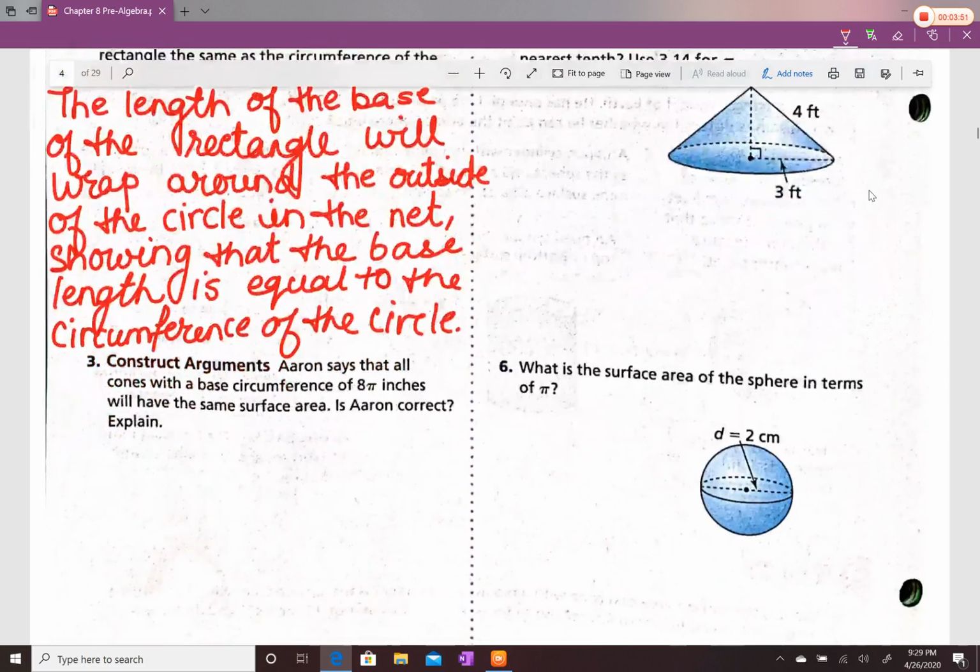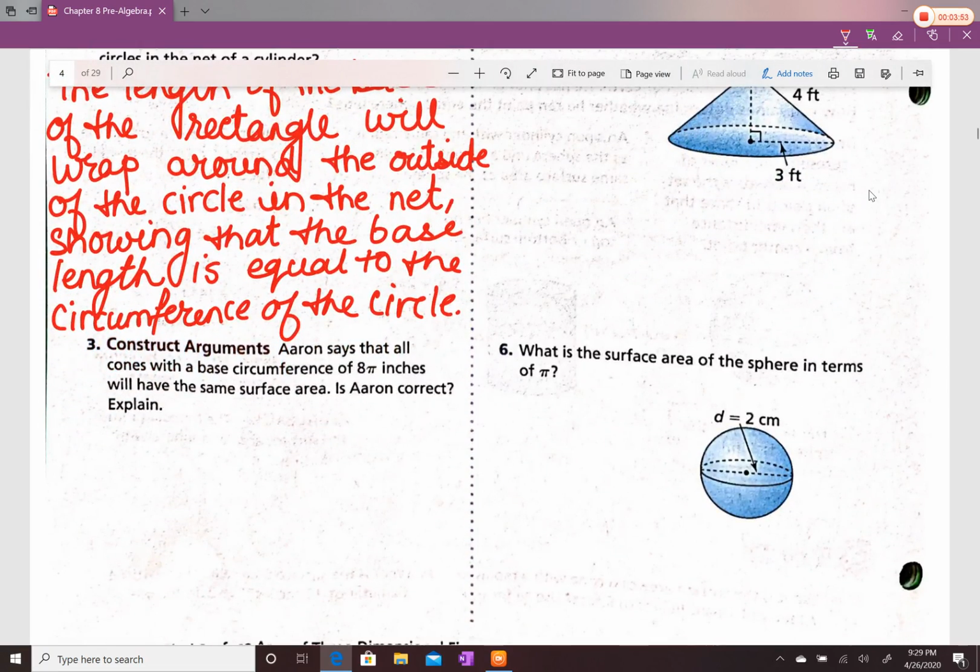Now we'll go to the third. Aaron says that all the cones with the base circumference of 8 pi inches will have the same surface area. Whenever they are talking about the base, it means the circle, circumference, okay? But even if the base is the same, the cone height matters. So it won't be the same.